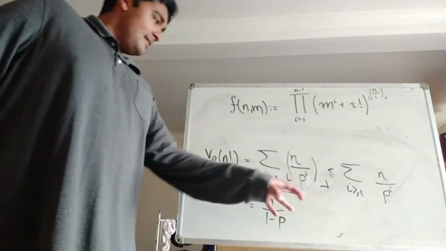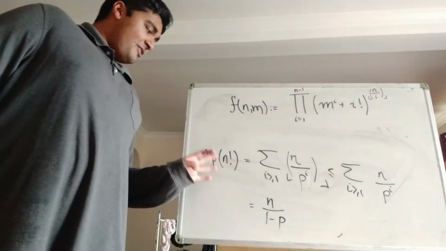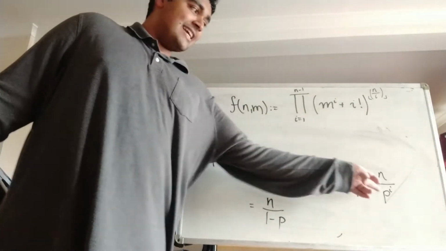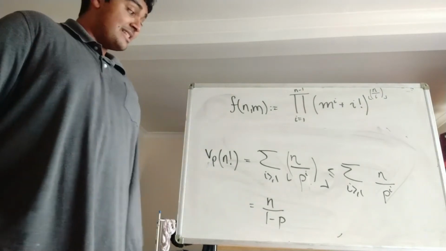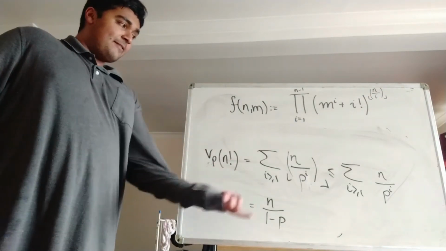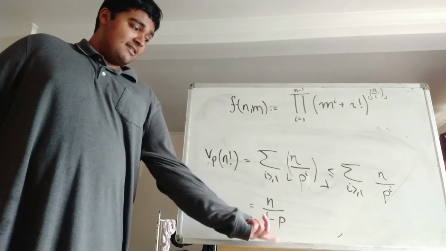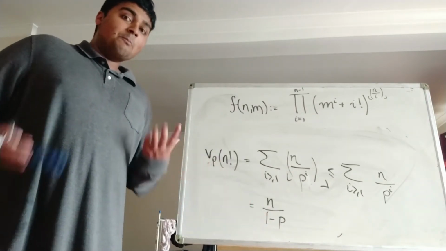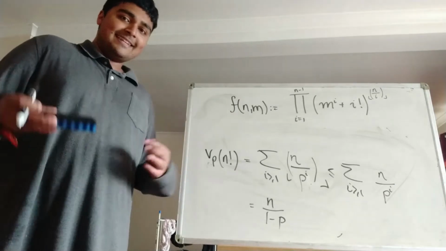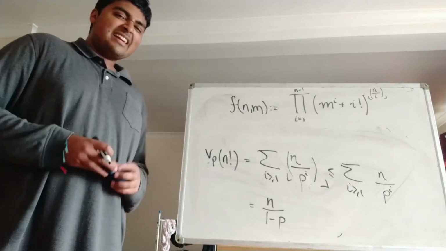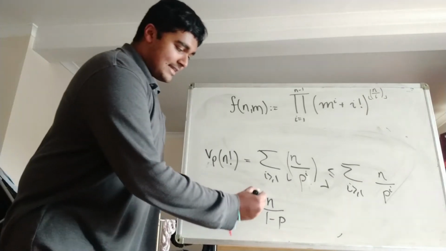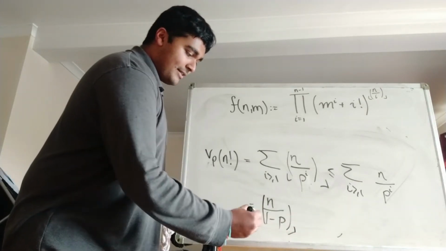So v_p(n factorial) is less than or equal to this guy here, and this guy here just equals n divided by 1 minus p, just using your geometric series formula. But notice that v_p(n factorial) must be a non-negative integer, but this guy here may not be an integer. So we can make our bound even better by just taking the floor of this guy here.